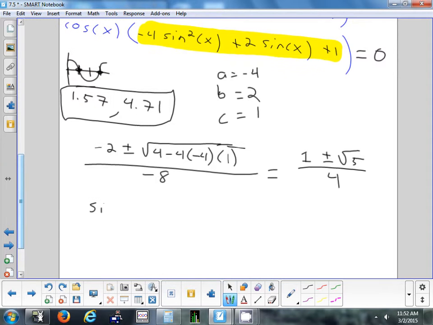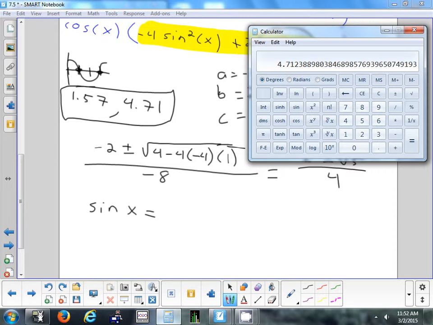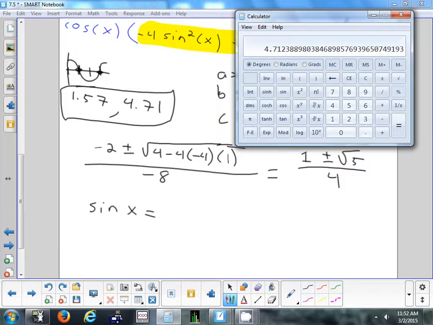Right, so now we know sine of x. How do I know I'm solving for sine x? Look at the quadratic. Look at what's in the middle. It's sine. It's not just an x, it's a sine x. And let's round it off. We get two answers, 1 plus the root of 5 and 1 minus the root of 5, both over 4.